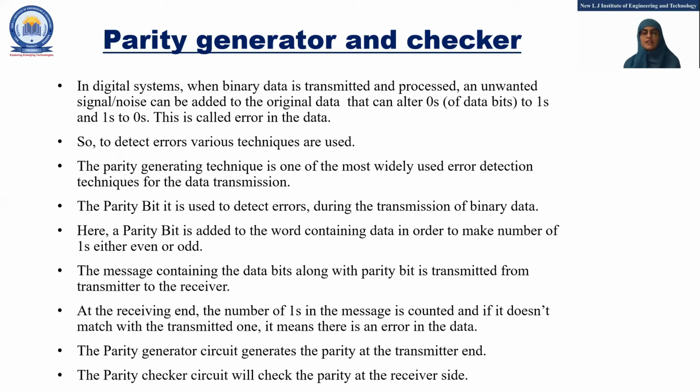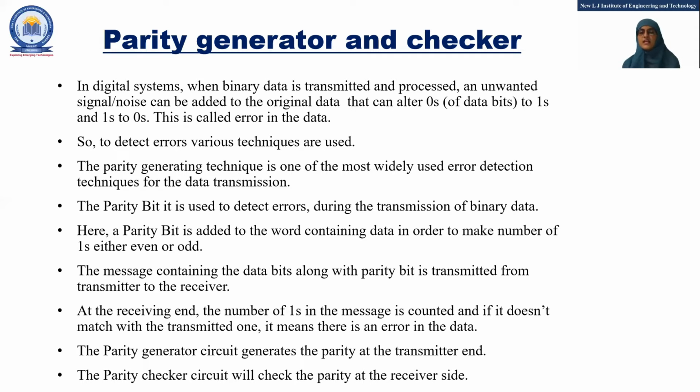So we have to detect these errors, and to detect these types of errors various techniques are used, and one of them is parity. Parity generating is one of the most widely used error detection techniques for data transmission. Here a parity bit is used to detect the error, which means we will add a parity bit to the original data. What this parity will do is check the number of ones in the message. So a parity bit is added to the word containing data in order to make the number of ones either even or odd. This data with parity bit will be transmitted to the receiver.